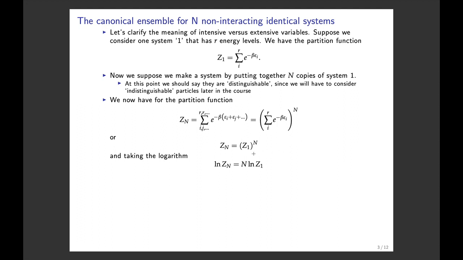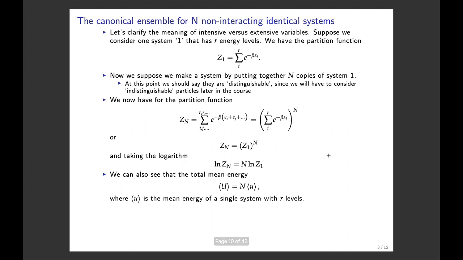In other words, Z sub n, the partition function of the system with n copies, is just Z1 raised to the power n. And so if we take the logarithm, we see, of course, log Z sub n is n times log Z sub 1. That's pretty easy to see. Just think about how that comes out.